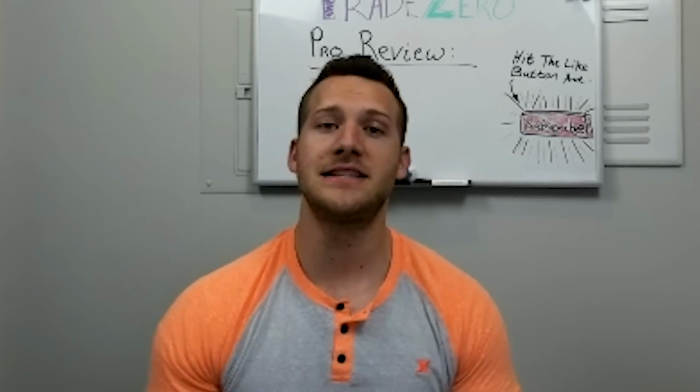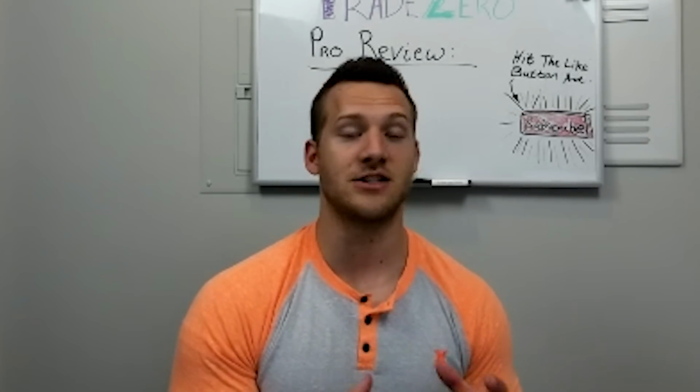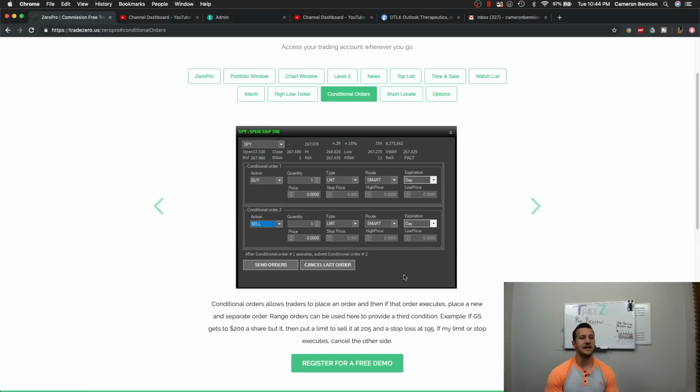Conditional orders. Now this is something really cool, exclusively for the Pro platform. This basically allows you to put up a trailing stop loss. It allows traders to place an order, and then if that order executes, place a new and separate order. Range orders can be used here to provide a third condition. So for example, if GS gets to $200 a share, then put a limit to sell at 205 and a stop loss at 195. If my limit or stop executes, cancel the other side.